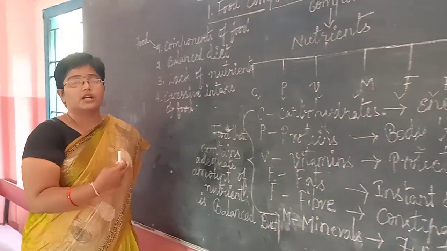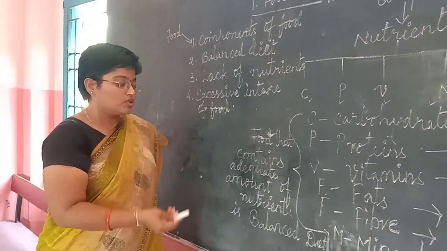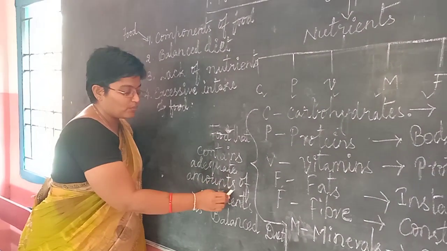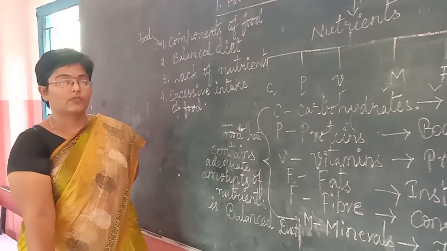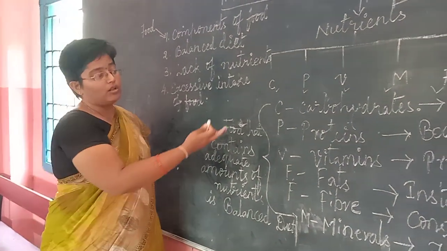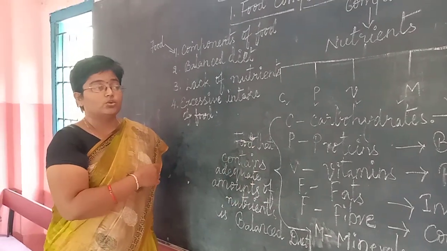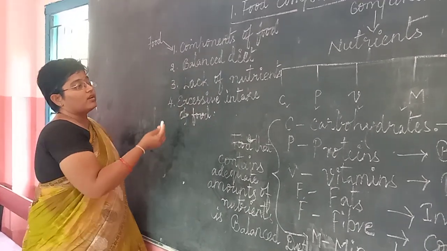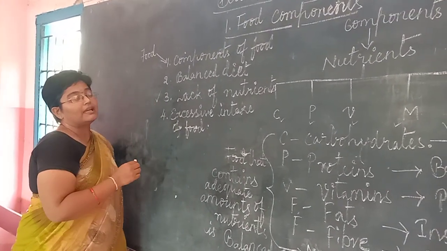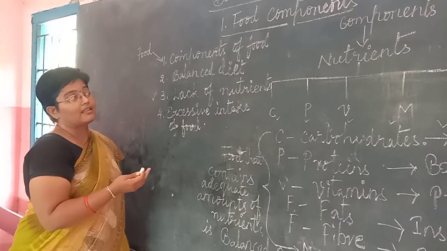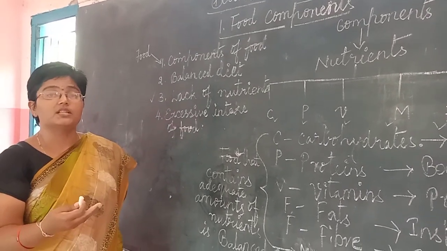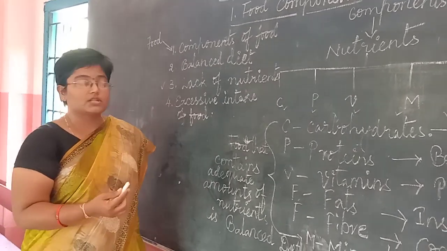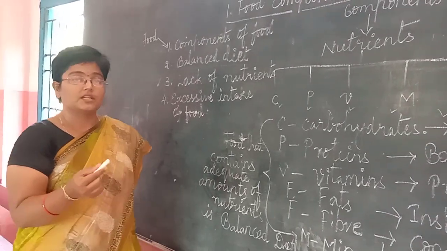So what do these nutrients make our food? All these nutrients combine in adequate amounts to make it a balanced diet. What happens if we take all these nutrients in our food? That is the main thing we have to understand. One of the important things we have to discuss in the lesson is what happens if nutrients are not there in our food sufficiently. So let us discuss each and every nutrient in a descriptive manner.